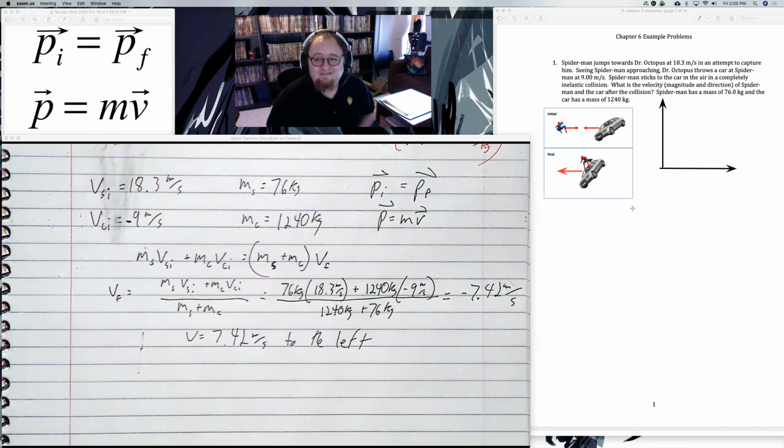And that's kind of it. That's the general idea. For all of these problems, we'll say initial momentum equals final momentum, where momentum equals mv. And we'll just look at our picture, write down my initial, write down my final, and solve.